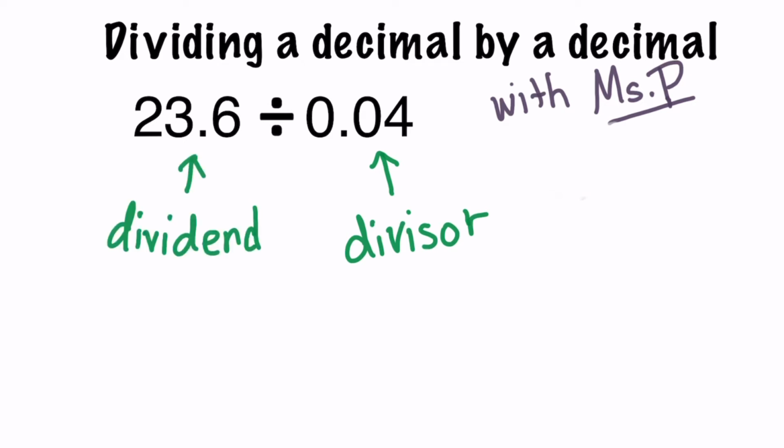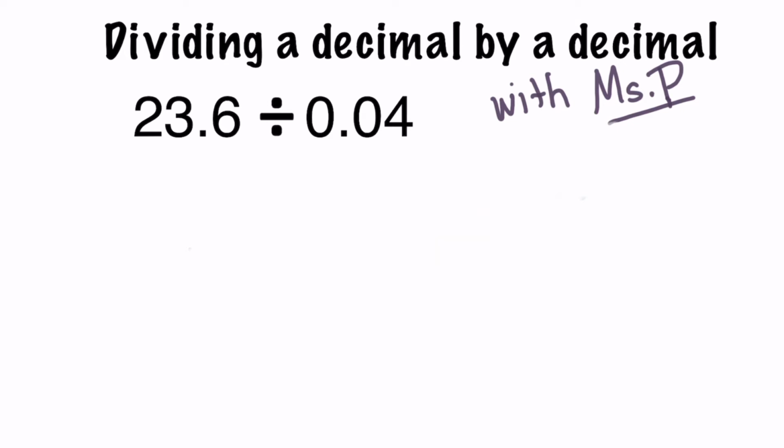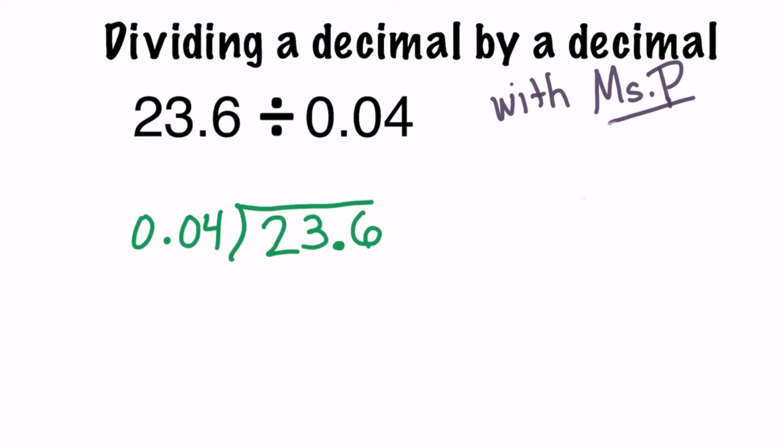So in this case, both the divisor and the dividend are decimal numbers. But the most important thing for us to pay attention to here is that the divisor is a decimal number. So let's go ahead and write this problem in a way that's easier for us to work with. We have 23 and 6/10 divided by 4 hundredths.